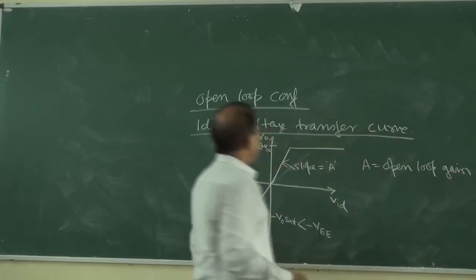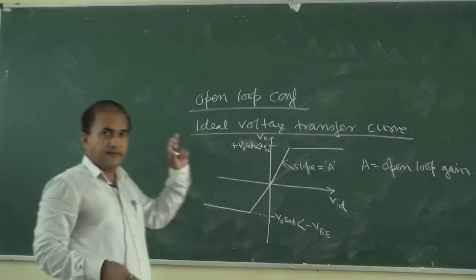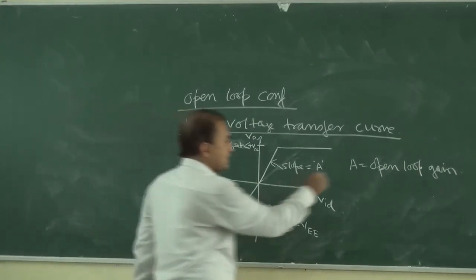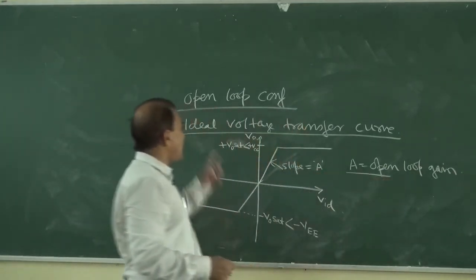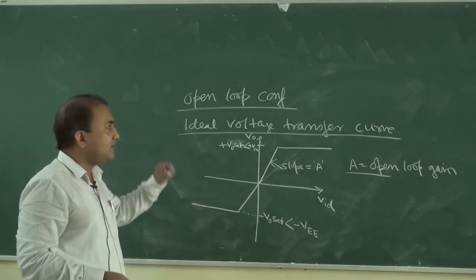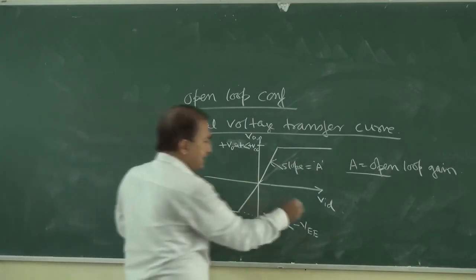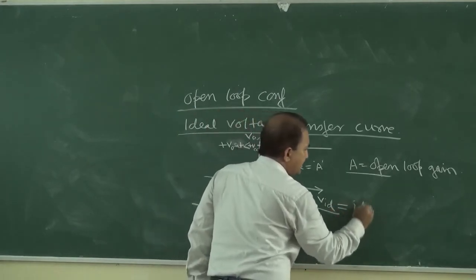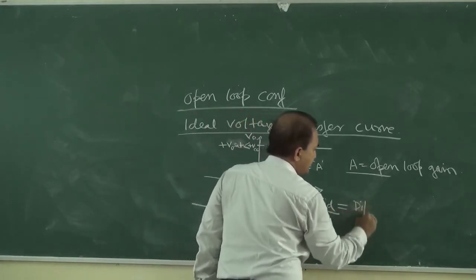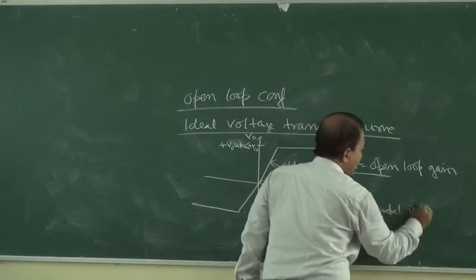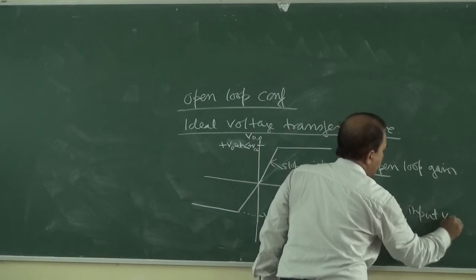So in case of open loop configuration of an operational amplifier, if A is the open loop gain, how can we draw the ideal voltage transfer curve? The ideal voltage transfer curve is the graph against VID. What is VID? VID is the differential input voltage.